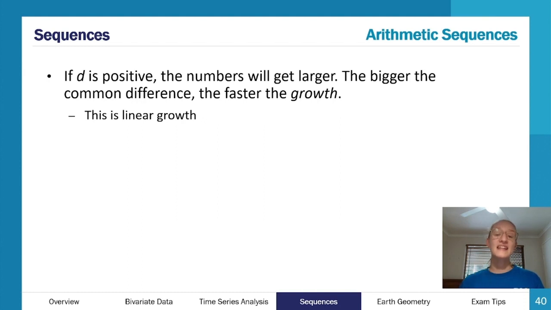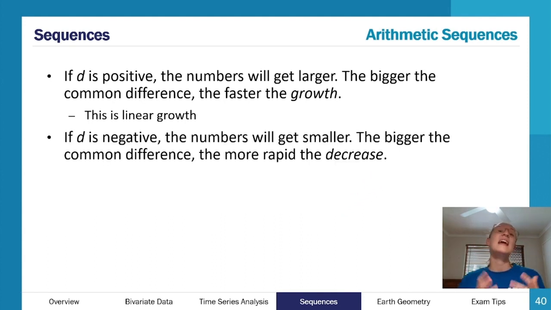And again, this is linear growth, because we're starting at a number, adding the exact same amount, adding the exact same amount, adding the exact same amount. It's just going to keep going on forever, really, because we're just adding the same amount over and over and over.